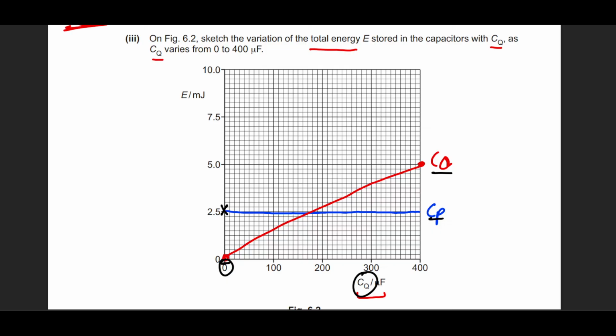Now when CQ becomes a part of the system at the maximum value, it adds on top of this 5 millijoules of energy, right? So my ending point will be this coordinate. So this line, the red line, is just shifted upwards with a displacement of 2.5 millijoules. So this will be your final answer.